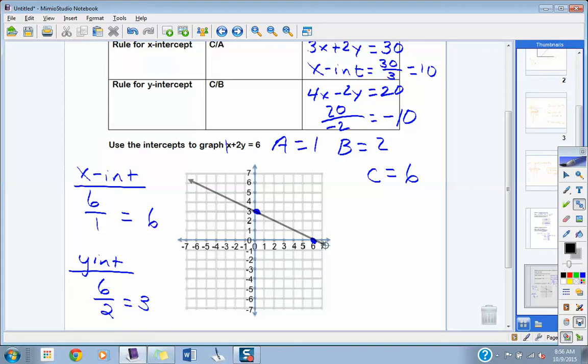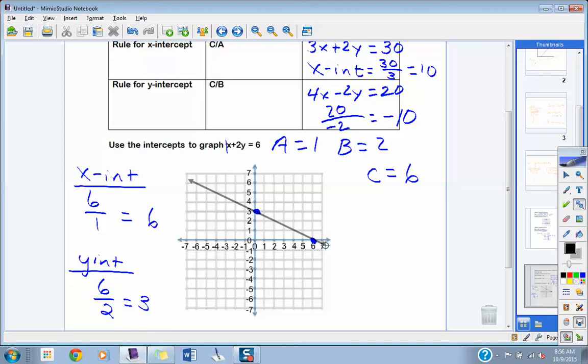What tool could I use to confirm that I'm correct? Desmos. Just type that equation in and see if it works. The nice thing about Desmos is, if you hover around the y-axis, it's going to tell you that point is (0, 3). If you hover around here, it's going to tell you it's (6, 0).